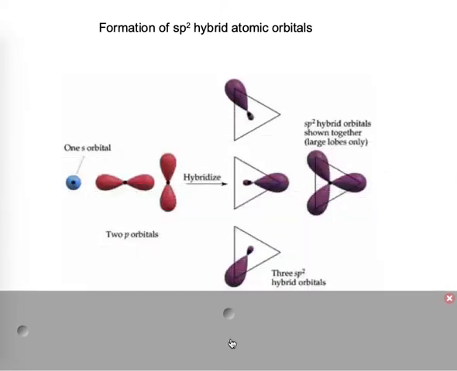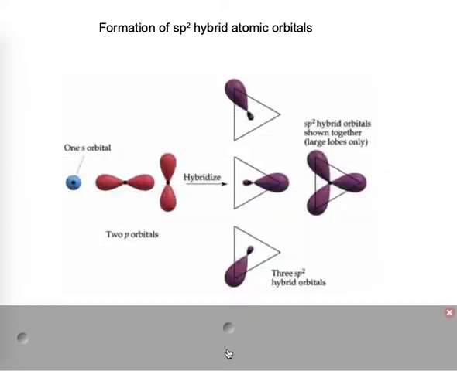And once again, this is how we explain the trigonal planar geometry. We take one s orbital and 2 of the p orbitals, we hybridize them, and we form a set of 3 equivalent sp2 hybrid atomic orbitals. What do you know? They point exactly towards the corners of an equilateral triangle. That's how we explain trigonal planar geometry. Once again, sp2 because it comes from 1s and 2p.